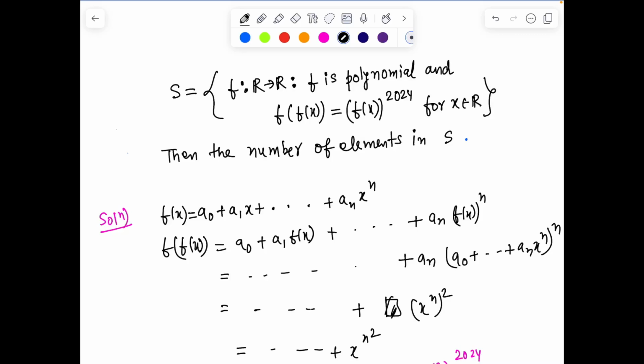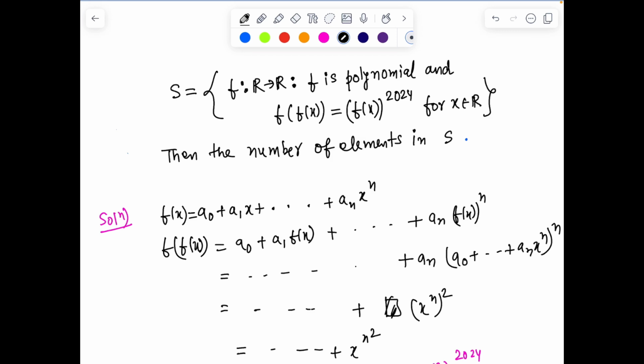And here is a solution to the problem posted on the thumbnail. So S is a set of all functions from R to R such that f is a polynomial and f of f(x) equals f(x) to the power 2024 for all x belonging to real numbers. We need to find the cardinality of the set S. It means the number of such functions.